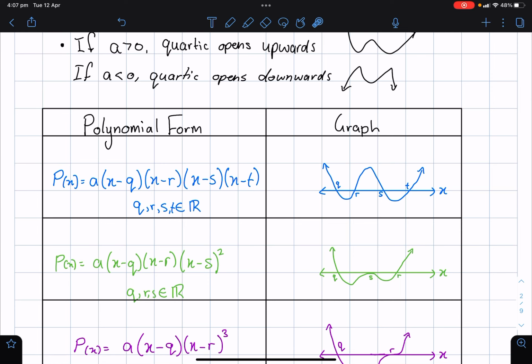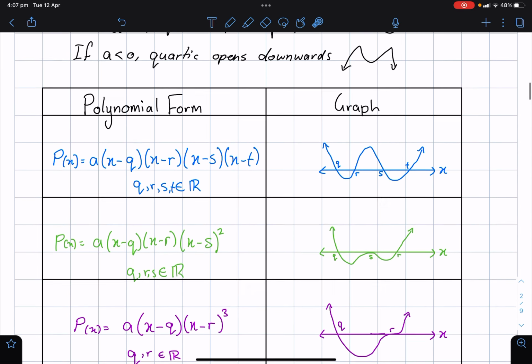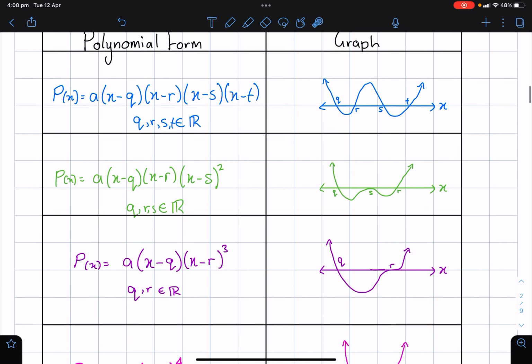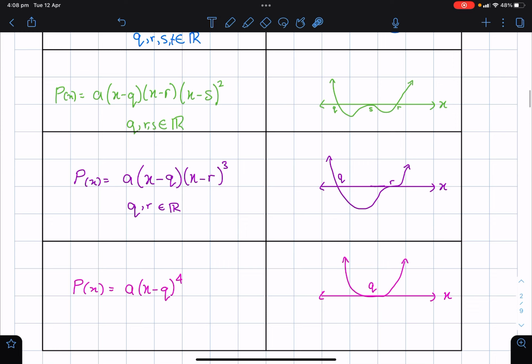The third form, as you probably guessed, is when we have a factor to the power of 3. So if you do remember in our cubic video, when we do have a factor cubed, that means it's horizontal at that point, okay? So x take q still gives us a cutting through the x-axis, but x take r to the power 3 gives us that the function's actually horizontal at that point r. And then finally, our fourth format or form is when our linear factor is to the power of 4, okay? We just get that our function is actually horizontal at that point q, okay?